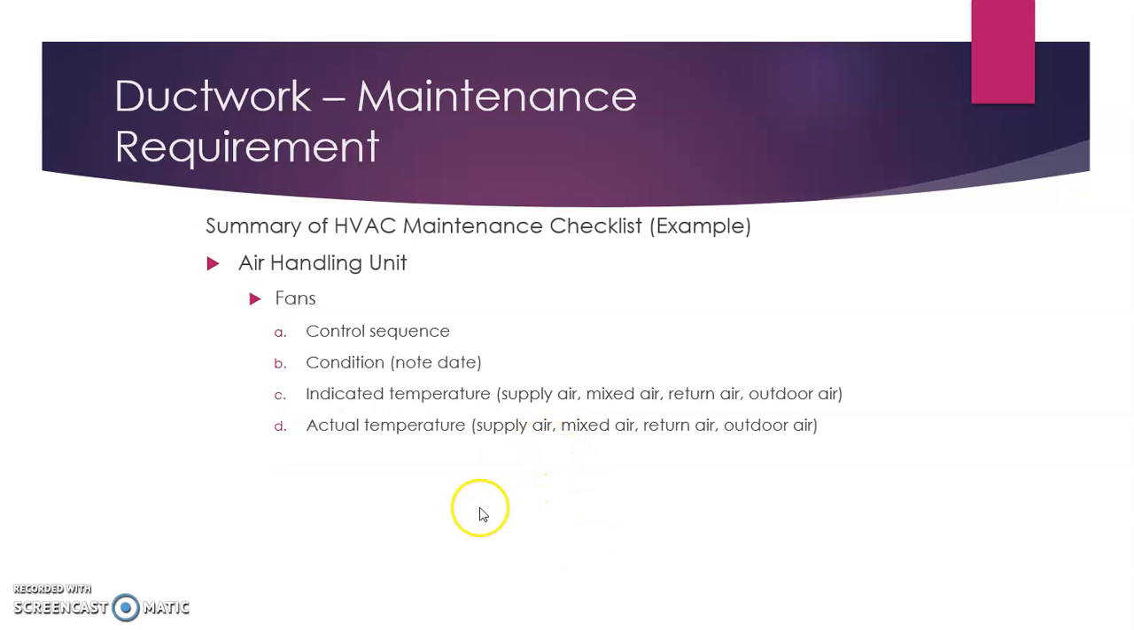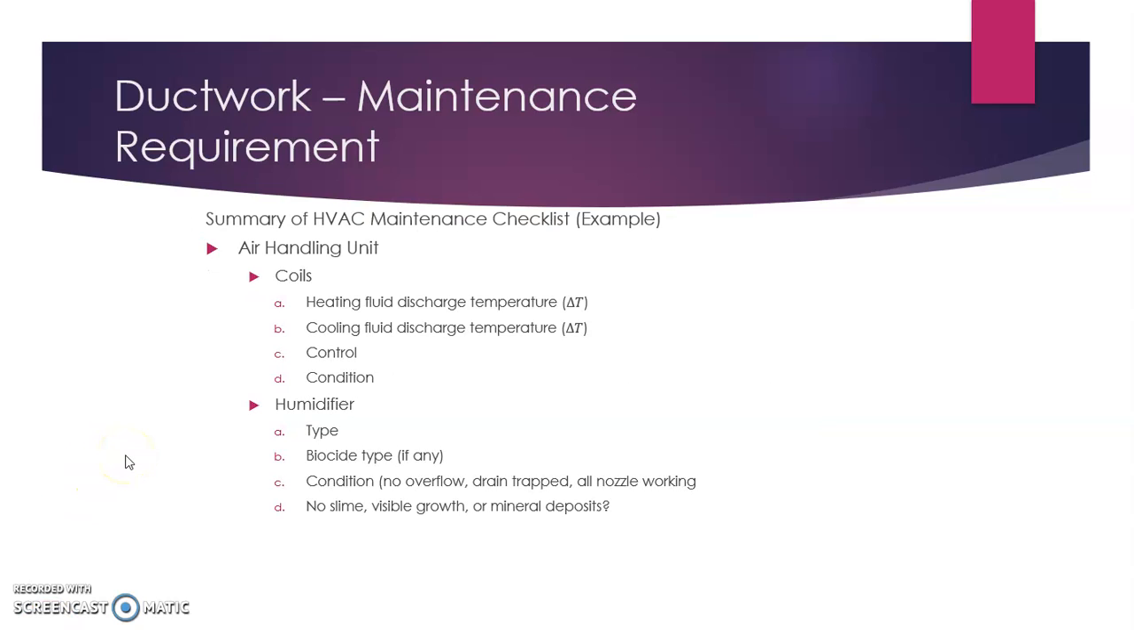On the fan also, for the air handling unit, you have to identify the control sequence, whether it is a forward or backward curve. You have to know the condition and make sure you note the date of the last check for the fan. Then you have to indicate the temperatures: supply air, mixed air, return air. You have to measure the temperature there, and then the actual temperature for that particular area supplied by the fan. So the next one is the coil.